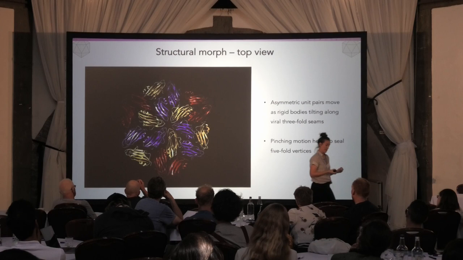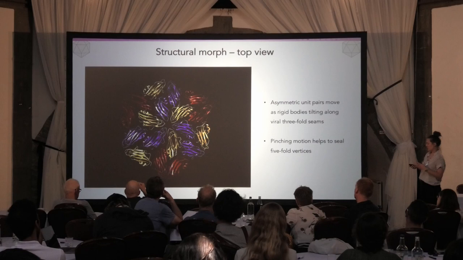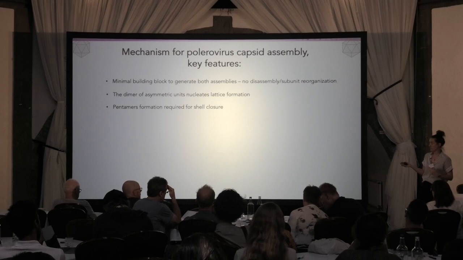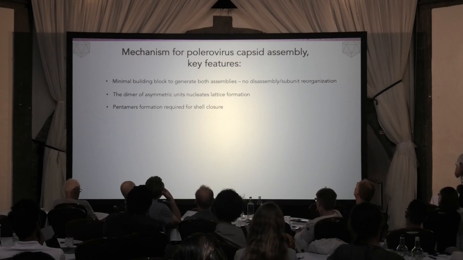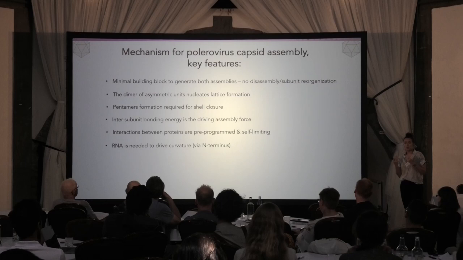So there's no disassembly or reorganization required, and we've discovered what the minimal building block is to generate two assemblies. And you have this dimer of asymmetric units that nucleates lattice formation. However, you need pentamers that are required for shell closure. And so these interactions between proteins are pre-programmed and self-limiting.